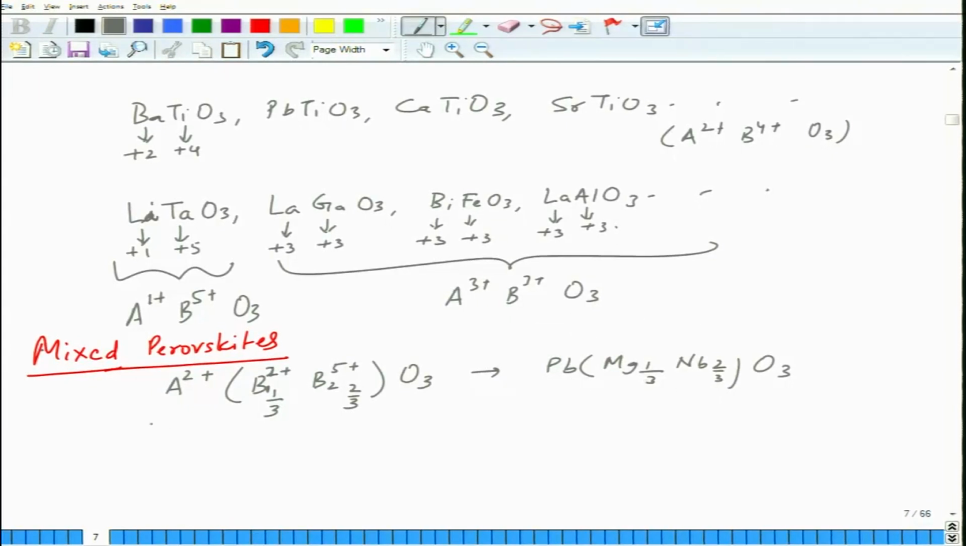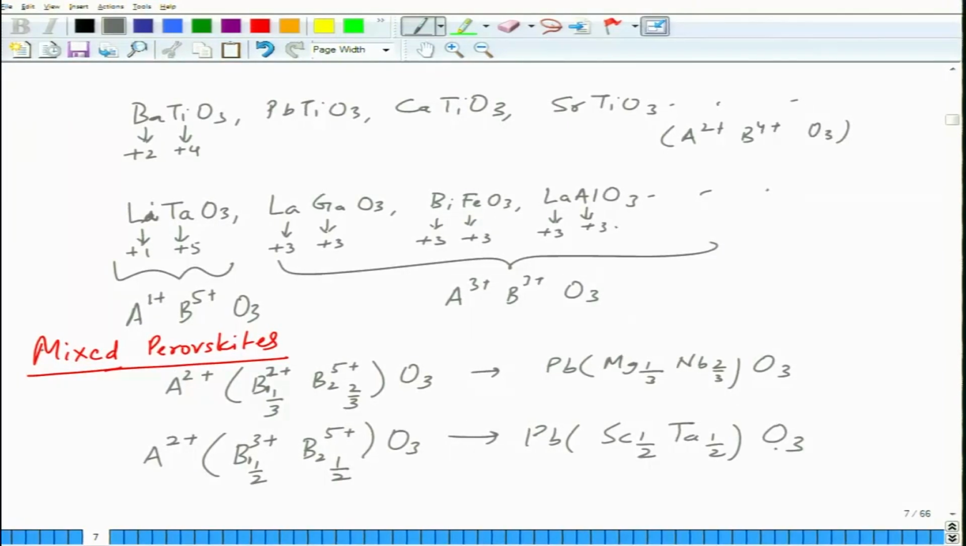Okay. Similarly, you can have A2+, B3+, half, B1, then another B2, you can take half as 5+, O3. So this is, for example, lead scandium tantalate. Okay. So these are certain examples of perovskites.